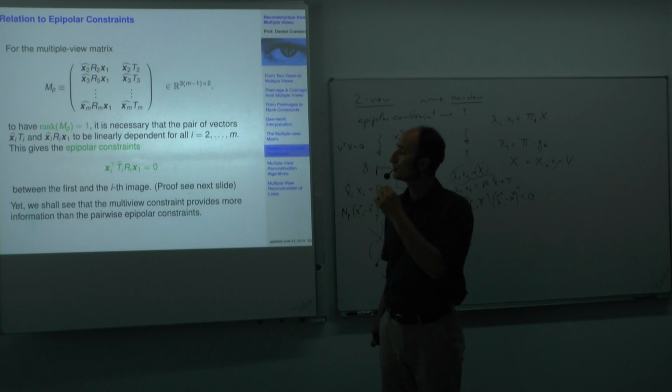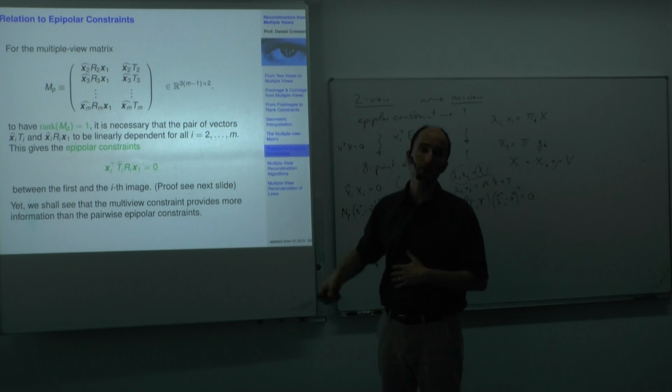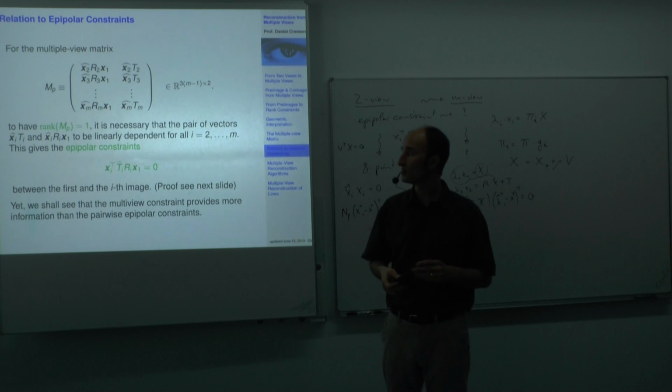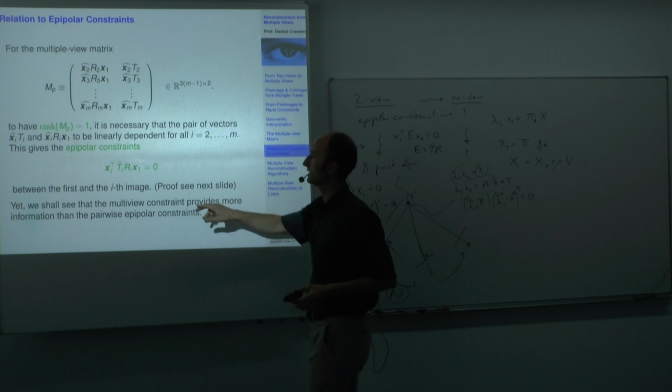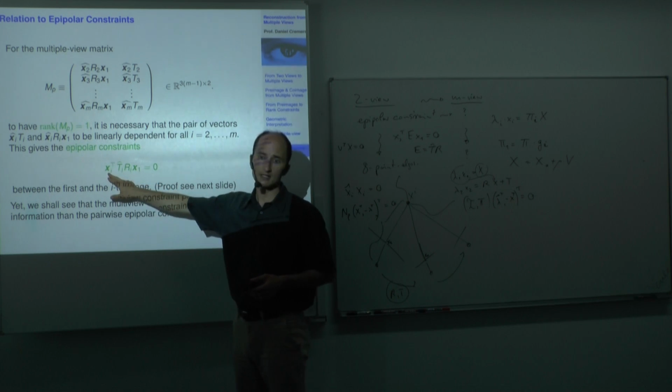So at that point you would say, oh, then the multiview constraint here, the rank constraint on this multiview matrix contains nothing but the epipolar constraints. But actually this is not true. So this is, by the way, the epipolar constraint between the first image and the ith image.